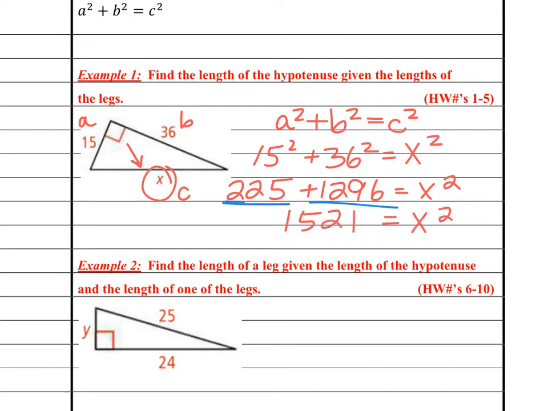And guys, how do we get rid of a square root? Oh, dang it. How do we get rid of a square? A square root. Good job, Ms. Brandt. You did it. Okay. That's what happens. So we need to take the square root of 1,521. It should be a nice, happy number. What is it? 39. So the missing side length is 39.